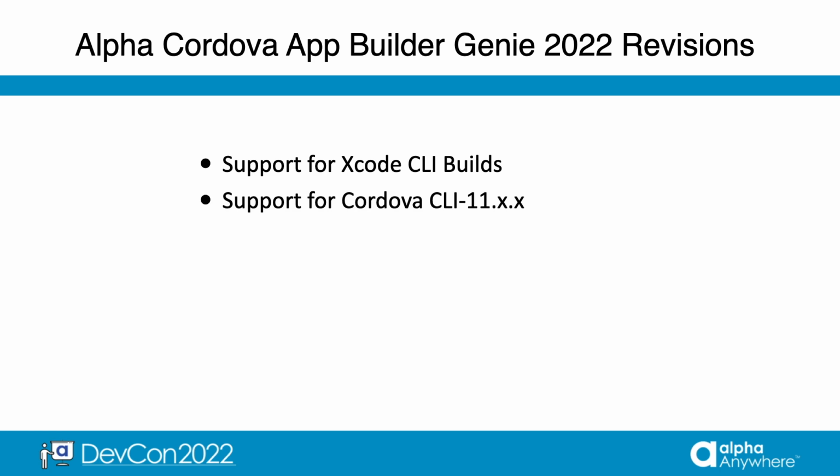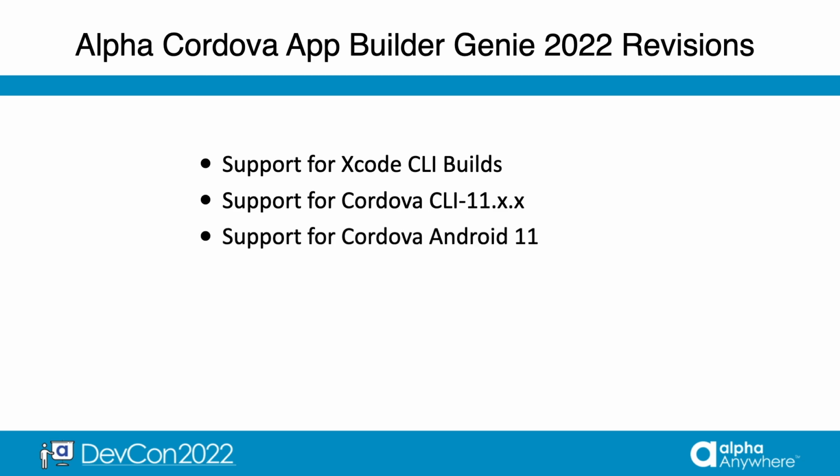We added support for Cordova CLI 11. All of the major releases of Cordova include versions that are specific for iOS and versions that are specific for Android. So think of the CLI 11 as a full wrapper of a whole bunch of other versions, right? So Cordova CLI 11 supports Cordova Android 10.x.x and Cordova iOS 6.2.0. So this can be a little confusing.